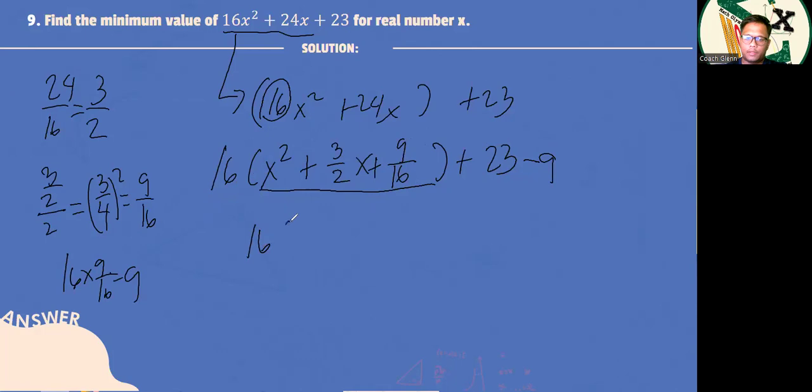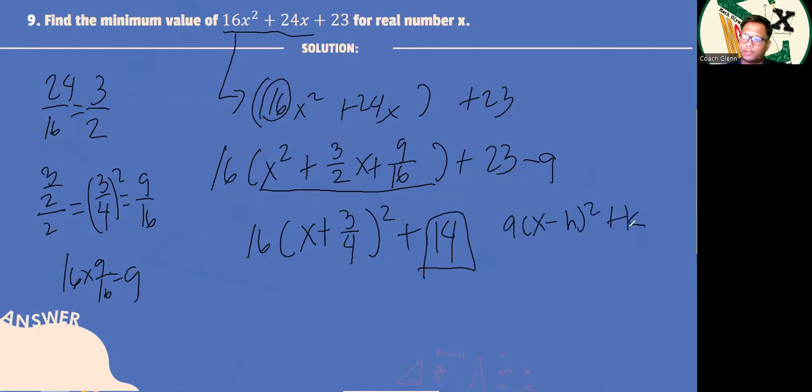Okay. Next, we need to express this one in its factored form. So that's going to be 16 times x plus 3/4 squared. Okay. Next, 23 minus 9, that's going to be equal to 14. After that, the number here, or your k, that's your a times x minus h squared plus k. So this is the form. Your k is going to be your minimum or your maximum value. So for this one, your minimum is 14.